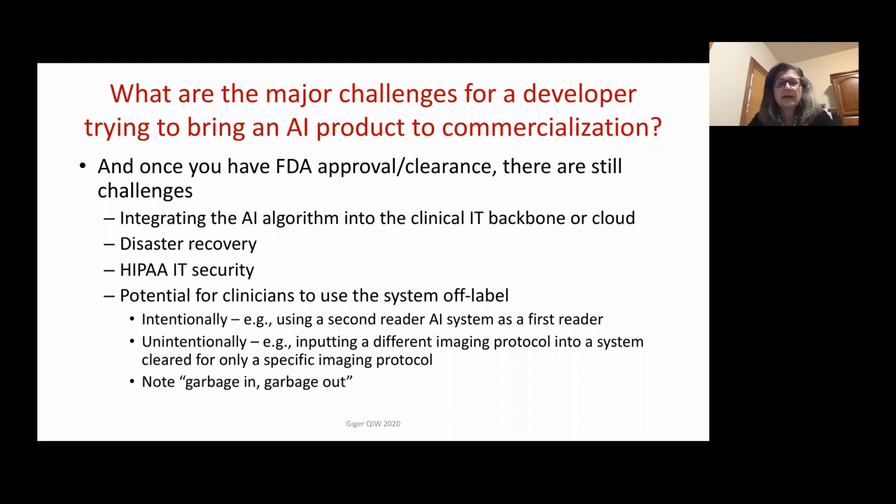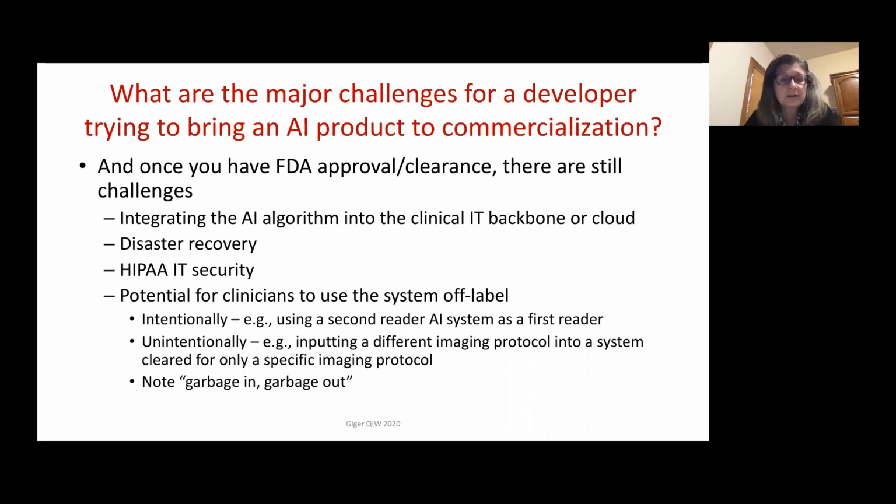Now, once you have FDA approval and clearance, there are still challenges to bring your AI product to market. You will have to integrate your AI algorithm into a clinical IT backbone or cloud. You have to look at disaster recovery, HIPAA IT security issues. And a big issue that I think many do not think about is the potential for the end user, the clinicians, to use the system off-label.